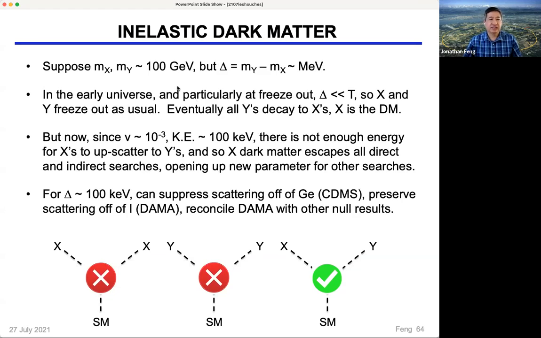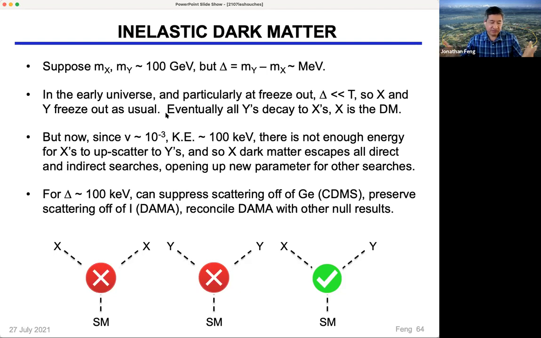Now, suppose that, as I said, these are 100 GeV, but their splitting is very small, about an MeV. So there's some symmetry that keeps them very degenerate, but then there's some breaking of that symmetry, which splits them by some 10 to the -5 fractional splitting. What does this mean? Well, in the early universe, and particularly at freeze out, this is completely tiny, right? This is an MeV splitting. We know that for 100 GeV dark matter, it freezes out at about 5 GeV. And so no one cares about MeV splittings when you're talking about 5 GeV temperatures, okay? So this is essentially negligible. And so X and Y just freeze out as they usually would with this kind of coupling.